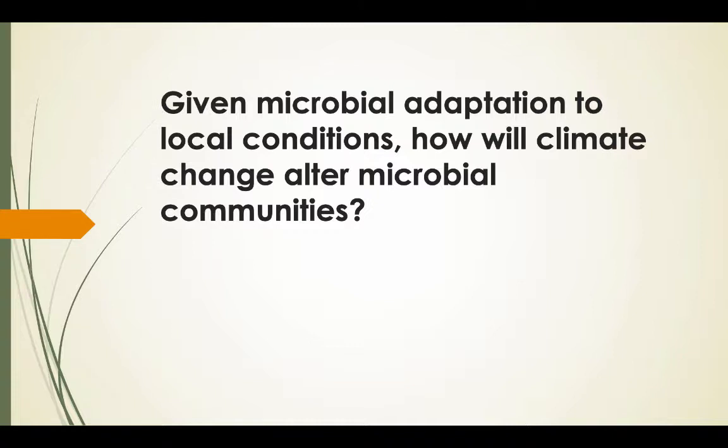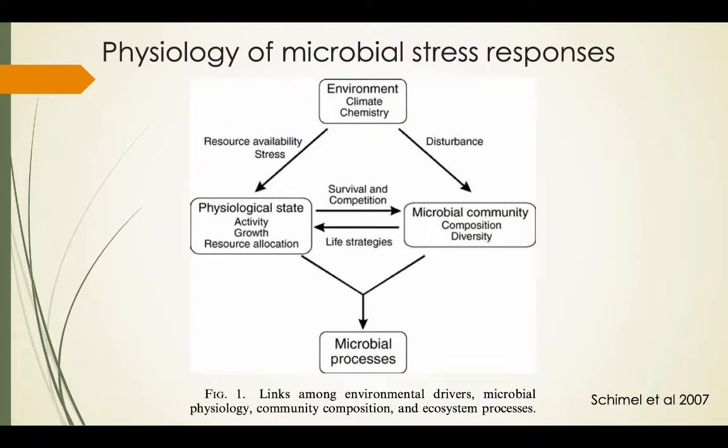So given microbial adaptation to local conditions, how will climate change alter these microbial communities? The first theoretical information that we will turn to is the physiology of microbial stress responses. So we have this environmental chemistry, we have disturbance or resource availability, so stress. This leads to microbial community composition and diversity versus activity, growth and resource allocation in their physiological states. And these go back and forth as microbial communities adapt, compete with each other, survive, shift life strategies, and then finally output to different microbial processes of interest. So these are the interactions of microbial structure, functional states, physiology, and how the environment plays a role in these.